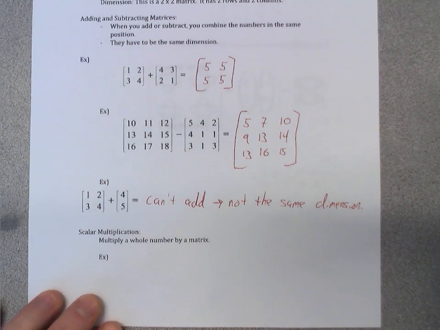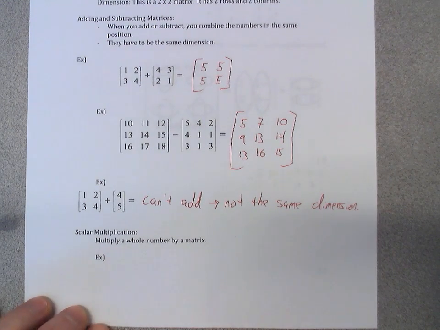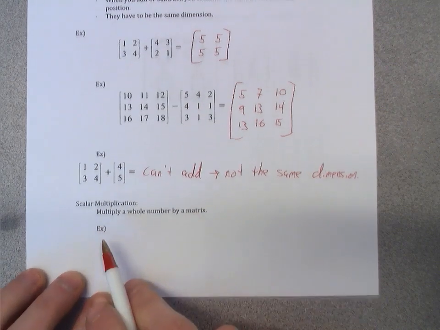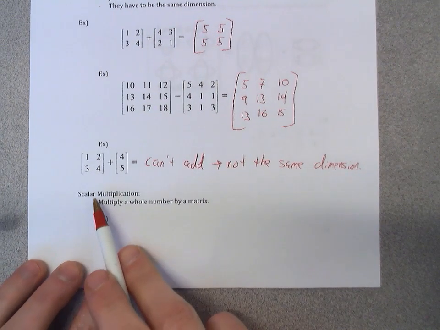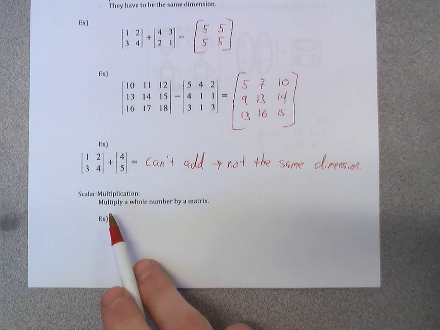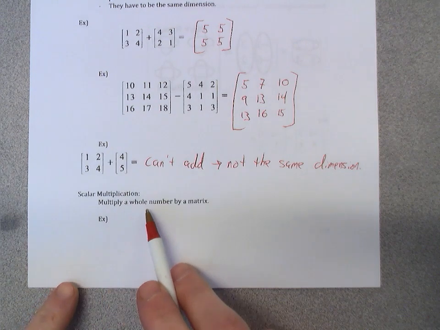Hi, welcome back. This is part 2 of lesson 12.4 on matrices. So now we are going to look at scalar multiplication of matrices, and we want to multiply a whole number by a matrix. So let's turn the page and see how that works. It's a very, very simple process.